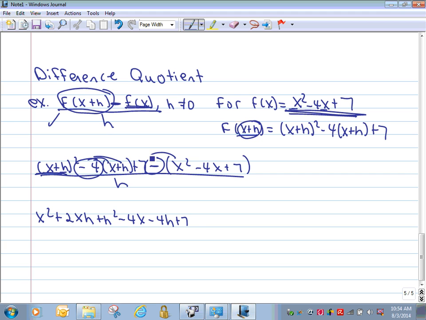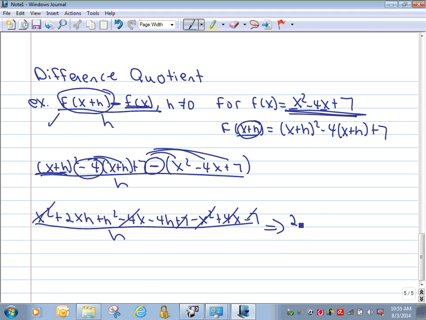And then we need to distribute this negative all the way through. So minus x squared plus 4x and minus 7. And that will all be over h. If you do this correctly, you'll have a lot of cancellations. Notice we have a positive x squared cancel with a negative x squared. We have a negative 4x cancel with a positive 4x. We have a positive 7 cancel with a negative 7. So if you do that correctly, this is what you will get.